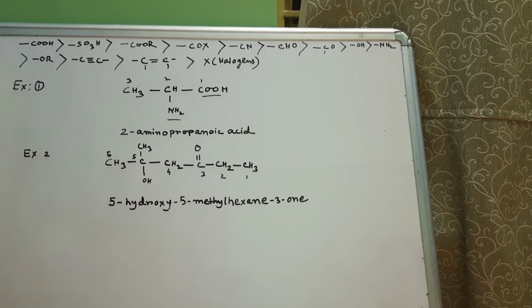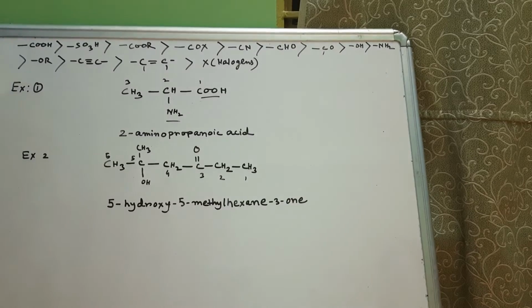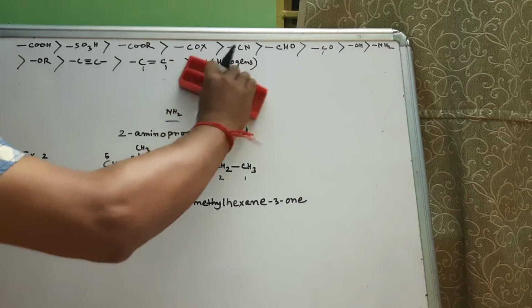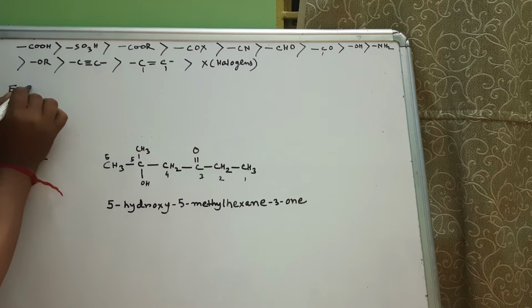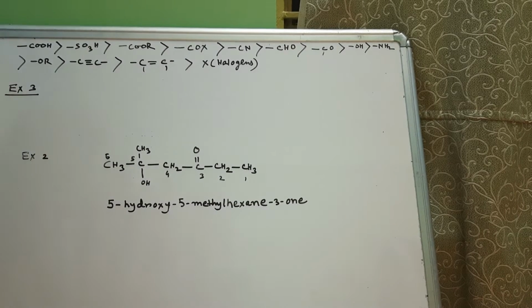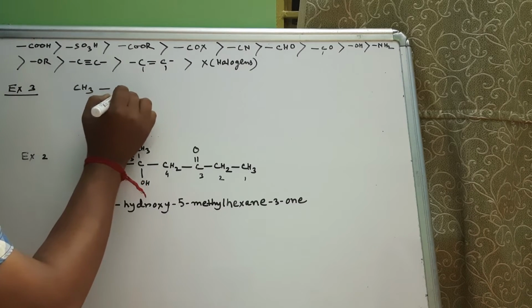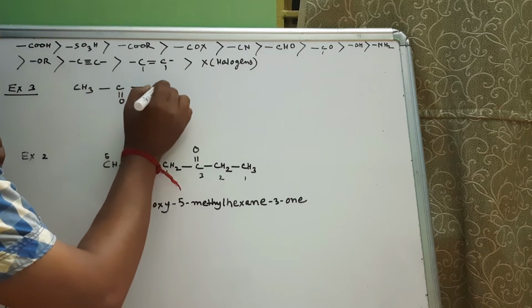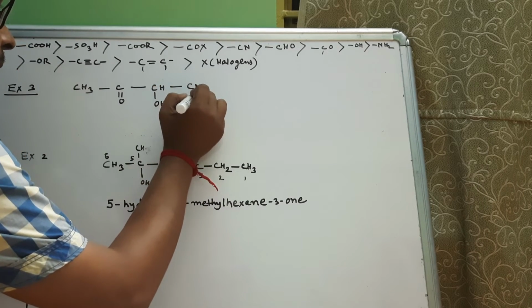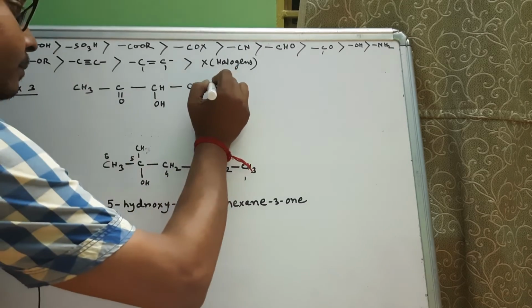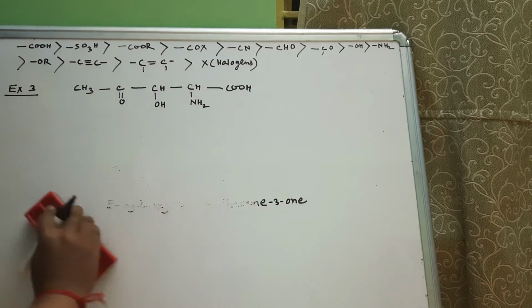So, example number 3: CH3, C double bond O, CH, OH, CH, NH2, C double bond OH. Okay, my advice to all my students is to write down the notes.